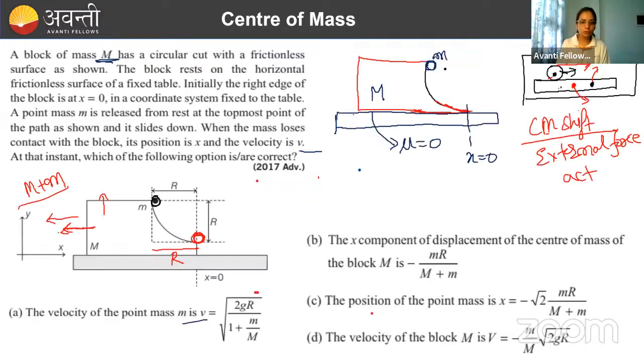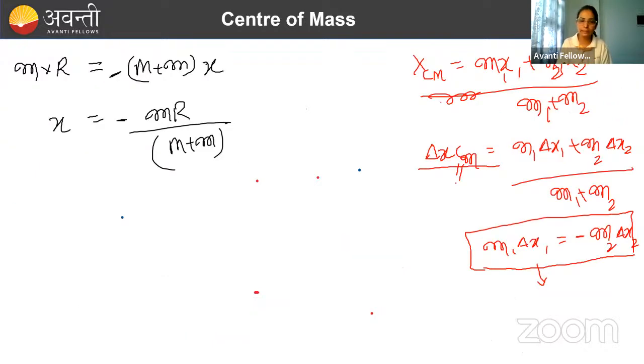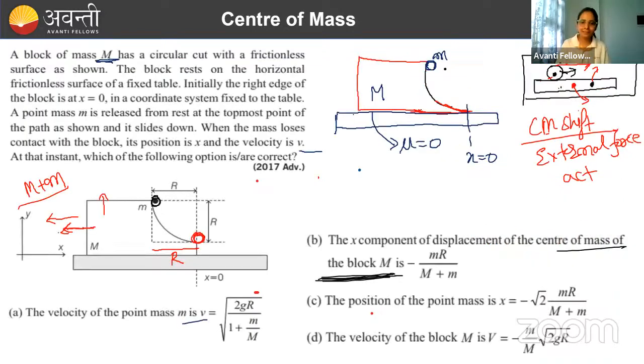Okay? So, sorry, let's see the question here. X component of displacement of center of mass of block M. So by what distance did the center of mass of block M move? That we have calculated. Correct? Any problem in this? No, ma'am. Okay, thank you. So if not here, then let's go on to the velocity part.